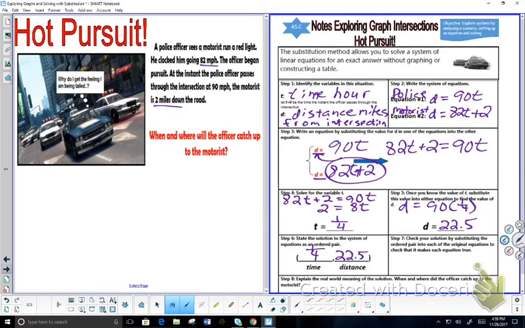And then to check our solution, we would substitute it back into the other one. So let's see, that means d equals 22.5, 82 times 1/4 plus 2. A fourth of 82 is 20.5, plus 2. 20.5 plus 2 is 22.5, so yes, we have the correct solution.